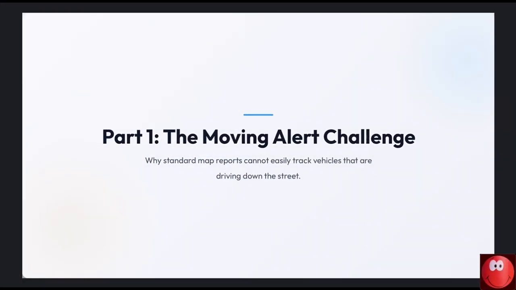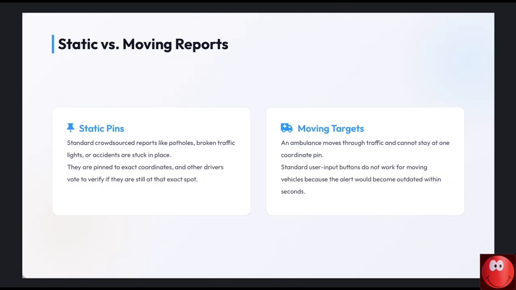To understand how cool this system is, we first have to look at the core problem of map tracking. Standard digital maps are built for things that stay put. When Waze was first created, it was designed entirely around static hazard pins dropped at fixed coordinates. But a rushing ambulance is a fast-moving target. Let's look at why standard map rules had to be thrown out the window to make this work.